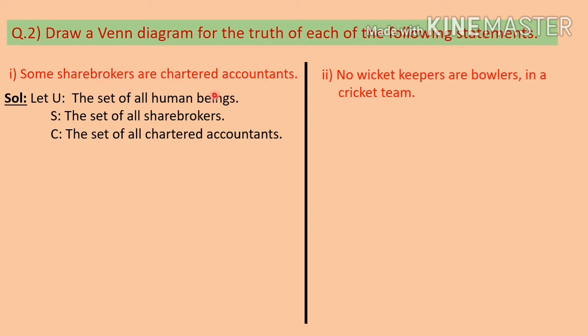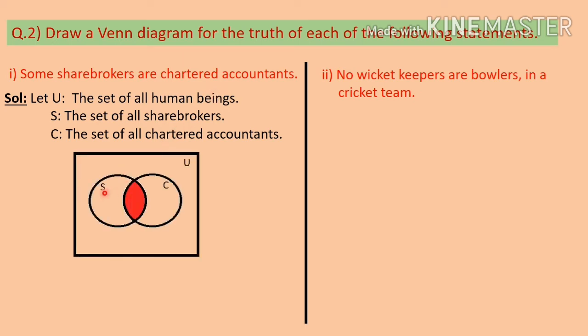So our Venn diagram will be the two sets S and C having some portion in common. So this part represents the share brokers who are chartered accountants. Correct? This side you will have share brokers who are not chartered accountants, and this side represents the chartered accountants who are not share brokers. The middle common portion represents the set of share brokers who are also chartered accountants. So that portion we have to color.